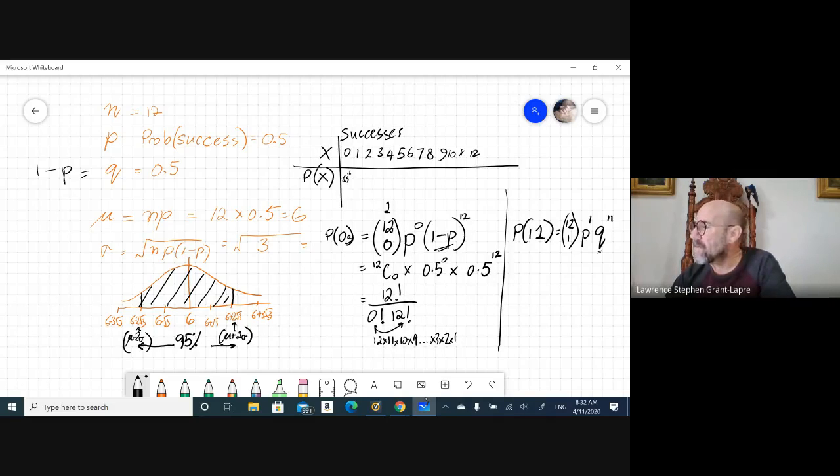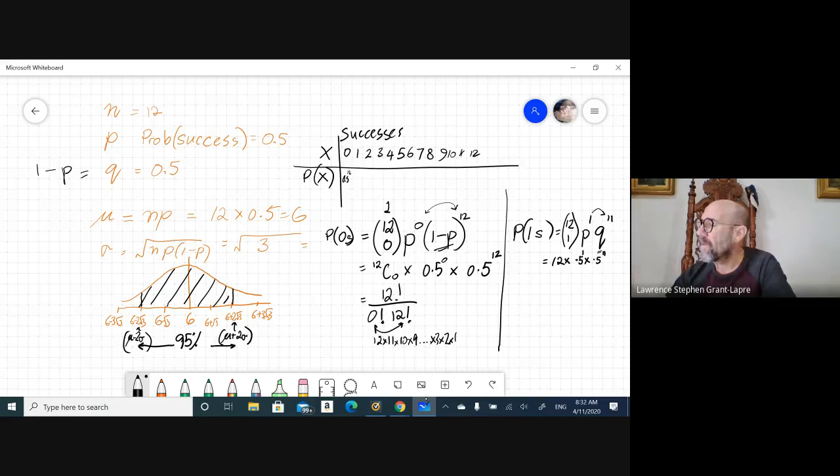So what's that? That should be one success. Probability of one success equals 12C1, which is 12. You can calculate that: 0.5 to the power of 1 and 0.5 to the power of 11. These two numbers also add up to 12.